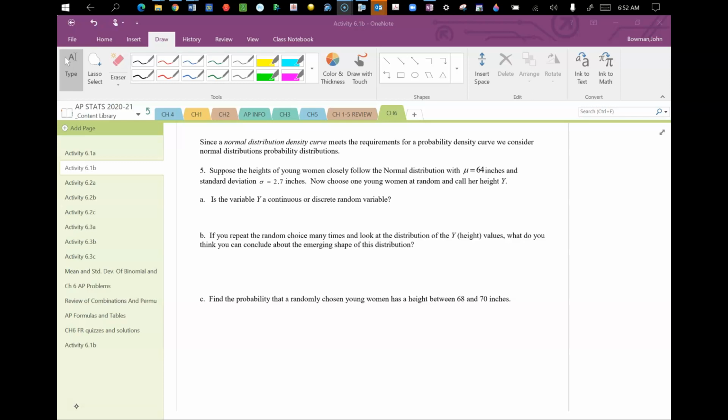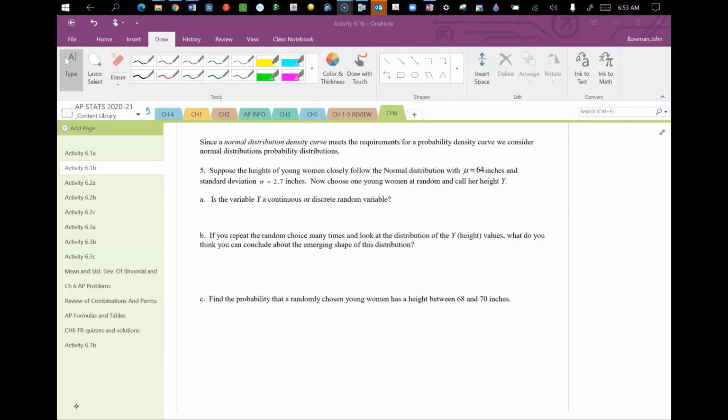In part B, it asks, if you repeat the random choice many times and look at the distribution of y, the height values, what do you think you can conclude about the emerging shape of this distribution? Well, if we're doing good sampling and randomly sampling from a distribution of all possible outcomes that represents women's heights, then our distribution of our sample should start to look like that, and it should start to look approximately normal as we sample more and more.